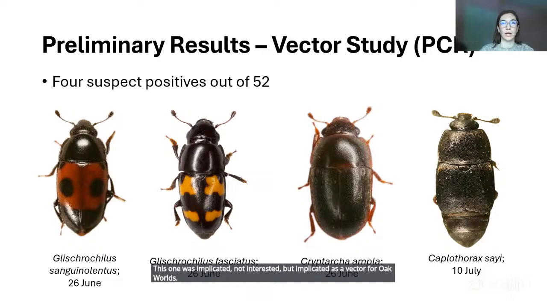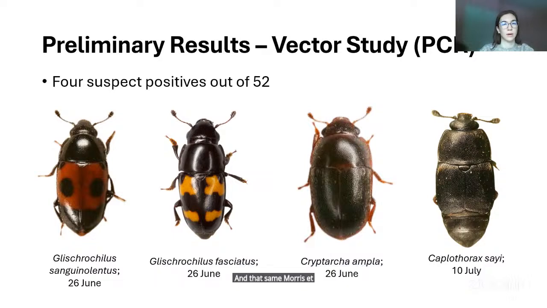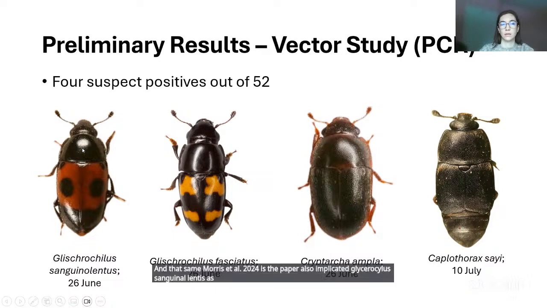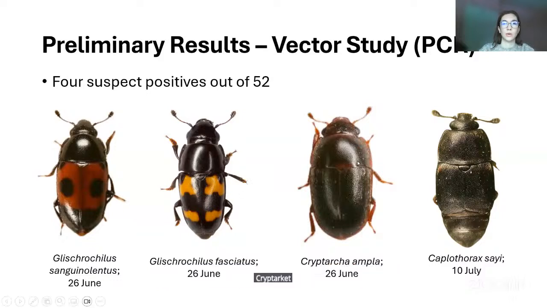first in New York in 2018, and then again in a different paper that came out of the other side of the northern peninsula or the lower peninsula of Michigan. And that same Morris et al. 2024 paper also implicated Glischrochilus sanguinolentis as a vector for oak wilt from a very similar latitude in the lower peninsula of Michigan. Cryptarcha ampla is this other June 26 species. This has never been implicated as a vector before.